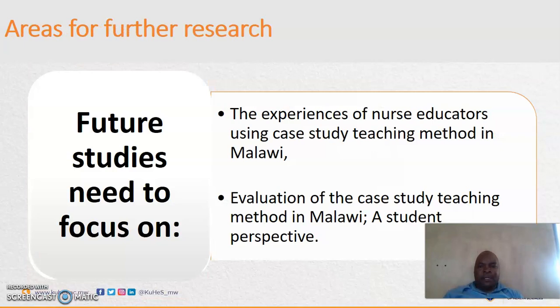Areas for future research. Future research can further be conducted in the following areas: number 1, the experience of nurse educators in using the case teaching method, which is a qualitative study; number 2, evaluation of the case study teaching method in Malawi, a student perspective.